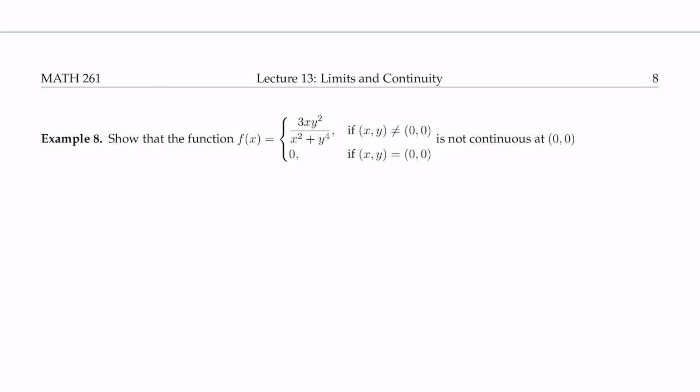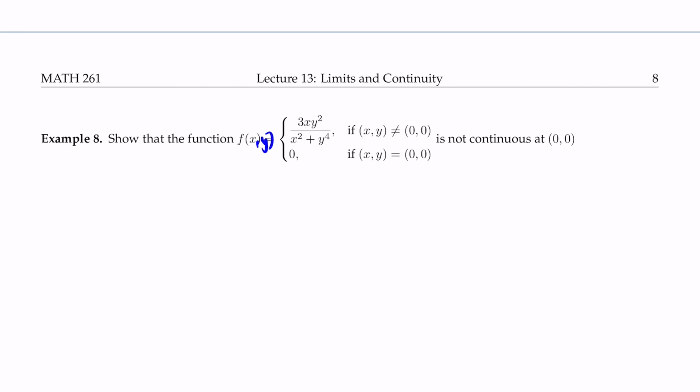So in this example, we want to show that the function f of x, y is equal to 3xy squared over x squared plus y to the fourth if (x, y) is different from the origin, and is equal to 0 if (x, y) is equal to the origin. This function is not continuous at the origin.